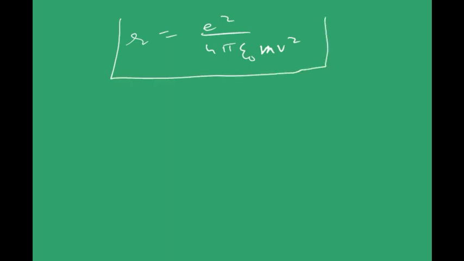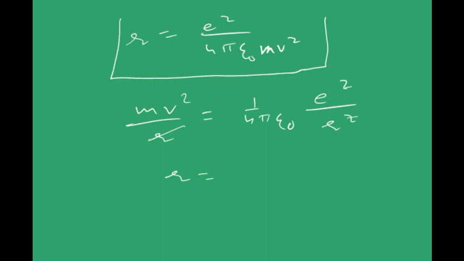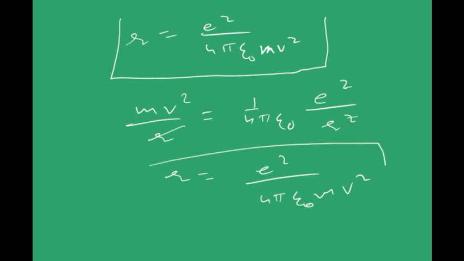And do you remember how we did this? Okay, I'll do it again. The centripetal force, which is m v square by r, is given by the electrostatic force of attraction, that is 1 by 4 pi epsilon naught into the product of charges, by r square. From this, you can say that r is nothing but e square by 4 pi epsilon naught m v square. So this was one relation we got.